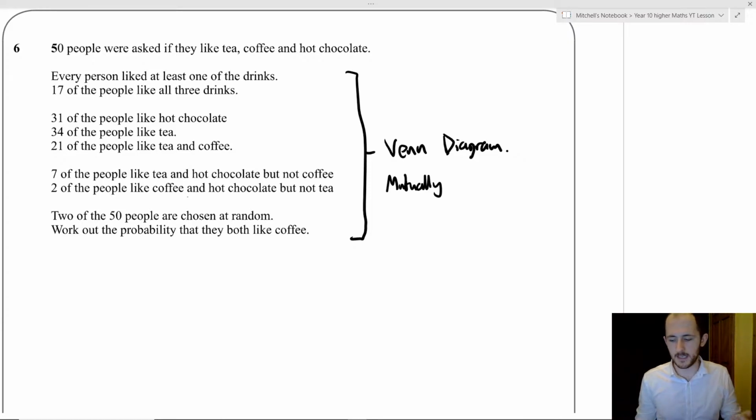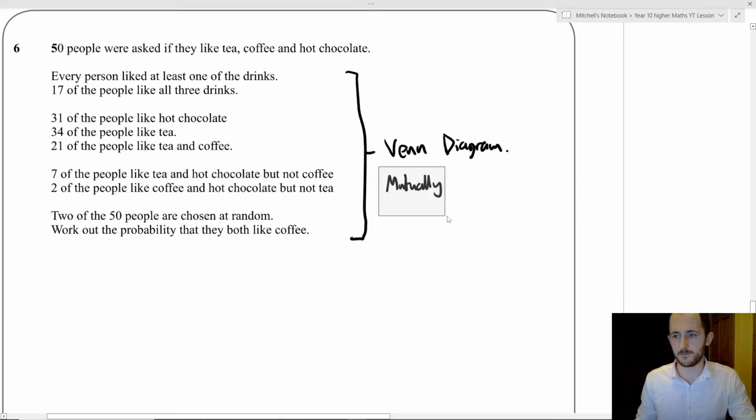So for example, if the probability it's raining tomorrow is 0.4, and the probability it's sunny tomorrow is 0.6, those two events are mutually exclusive because they can't happen at the same time. Hopefully that clears up your question.